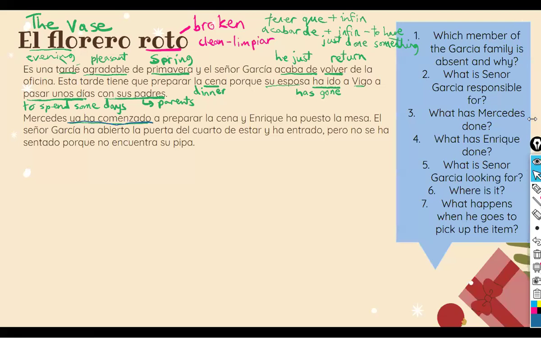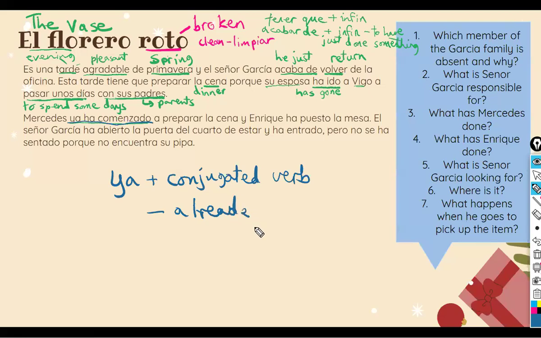Good. Right, right. Okay, so let's note this expression. You want to say you've already done something. Ya plus the verb, right? Let's say ya plus the conjugated verb. Right? Ya is literally already. So you already did the action.